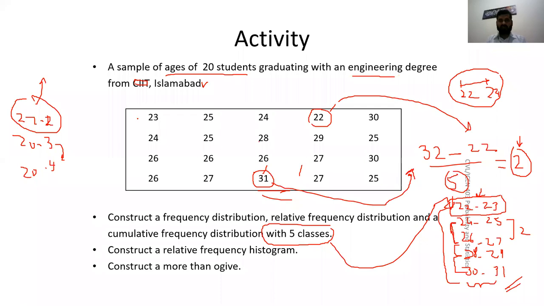Now you can count the number of observations and write them as a frequency in the second column. After frequency, calculate relative frequency. And after relative frequency, calculate cumulative frequency. When it is not mentioned which cumulative frequency, more than or less than, remember, we always construct less than cumulative frequency. Usually we start adding from the beginning, not from the end.